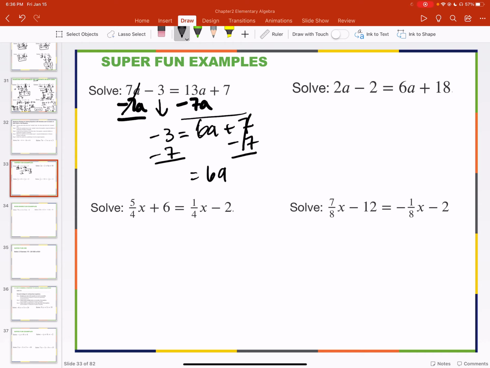6A on the right-hand side, and then negative 3 minus 7 is negative 10. So divide by 6, and I get negative 10 over 6, which reduces to negative 5 over 3. And that's your answer. A is equal to negative 5/3.